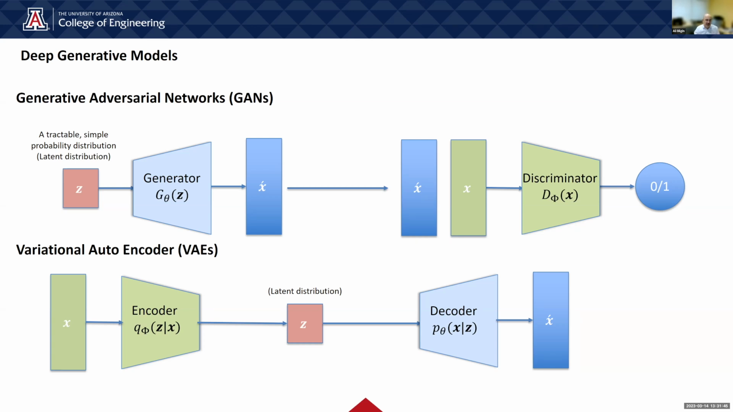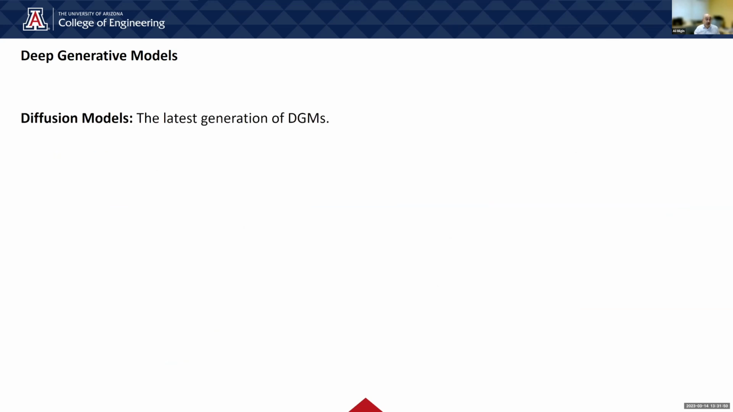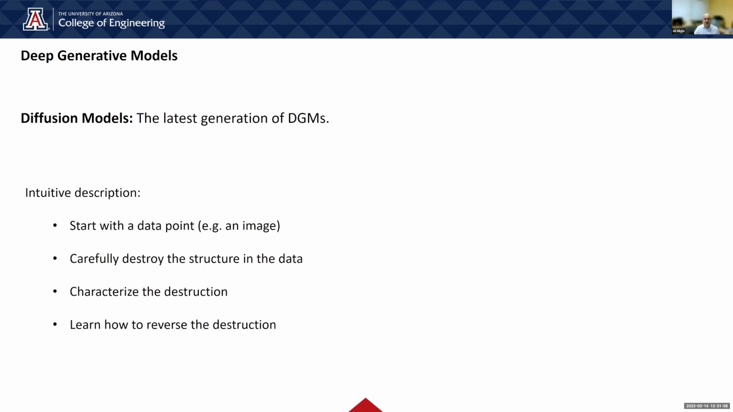So in spirit, they are similar to what I'm going to talk about. The diffusion models themselves are the latest generation of these generative models. And just a very intuitive description of what happens here is we start with a data point. I am personally interested in images, so I'll be talking about images. And then you carefully destroy the structure in this image, and then you characterize this destruction, and then learn how to reverse the destruction. So that's a very high-level description.